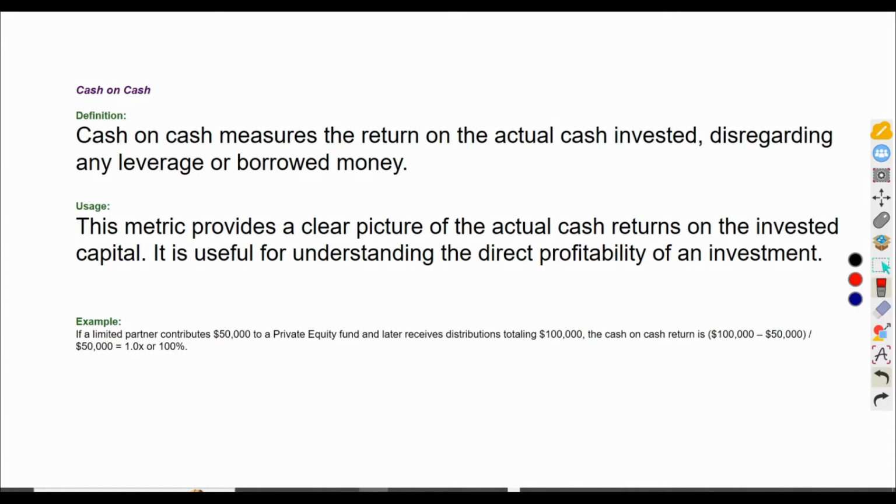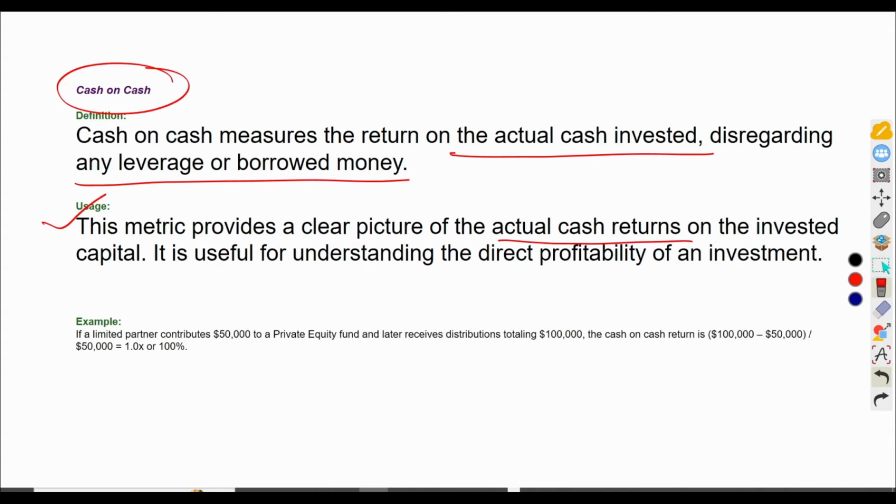So the next one is cash on cash. Cash on cash measures the return on the actual cash invested, disregarding any leverage or borrowed money. So let's see the usage of cash on cash. This metric provides a clear picture of the actual cash return on the invested capital. It is useful for understanding the direct profitability of an investment. So it means this particular metric helps you to calculate the total profit. Profit means how much profit you have received.